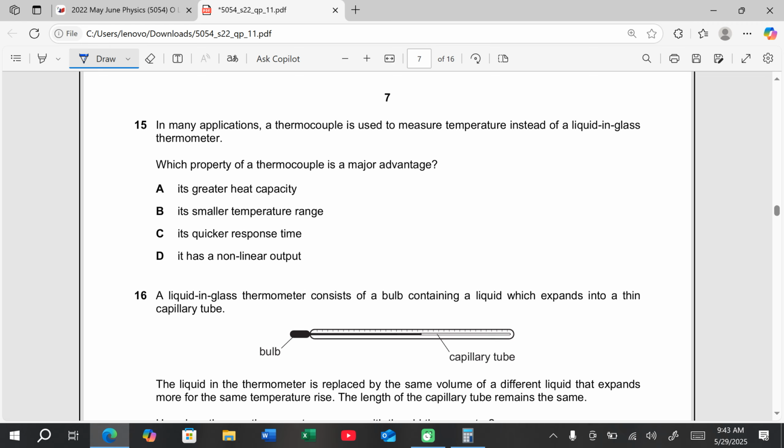In many applications, a thermocouple is used to measure temperature instead of a liquid-in-glass thermometer. Which property of a thermocouple is a major advantage? Its greater heat capacity, its smaller temperature range, quick response time. It is very sensitive.